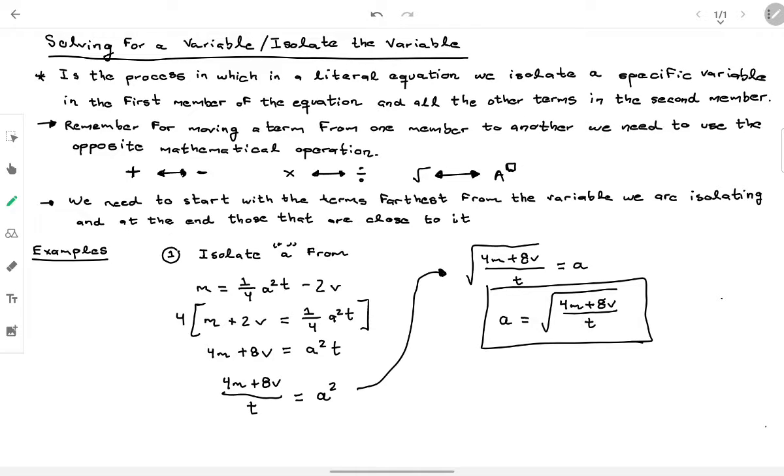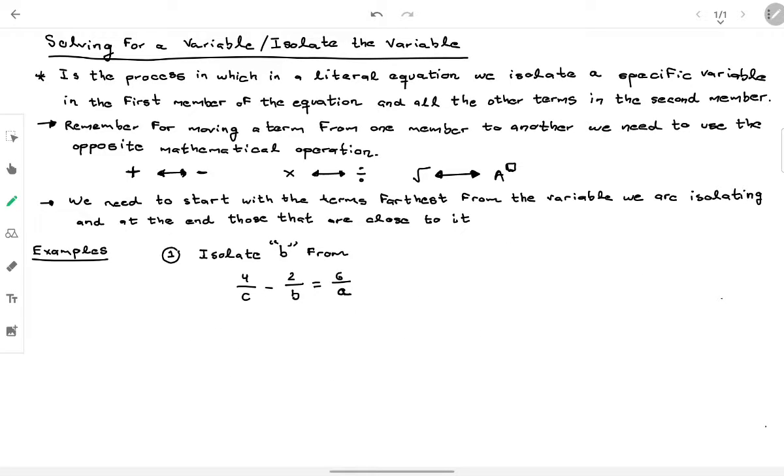Remember, the important part today is that we need to isolate the letter. So if on the other side of the equation we have roots in the denominator, it doesn't matter. If we have something that can be simplified, maybe it's also correct, because the idea today is only to isolate, leave alone, a variable in the first member and all the other terms in the second member of the equation. Let's see another example.